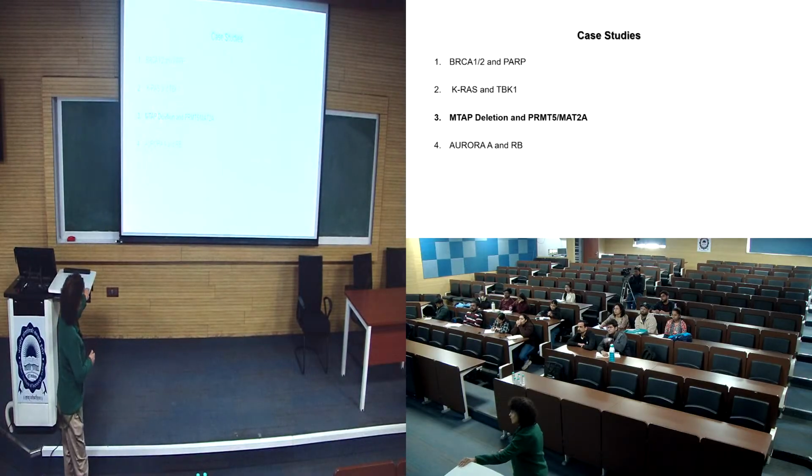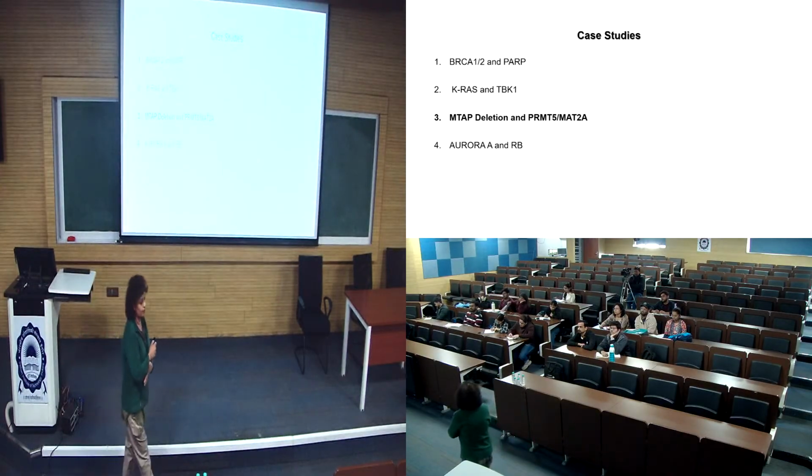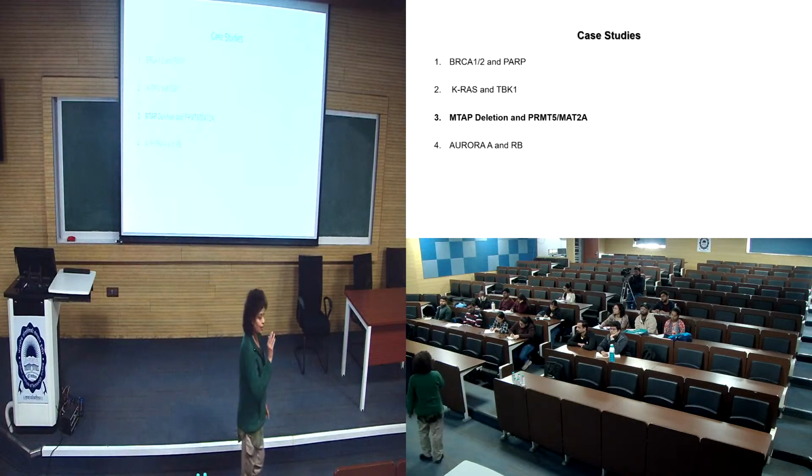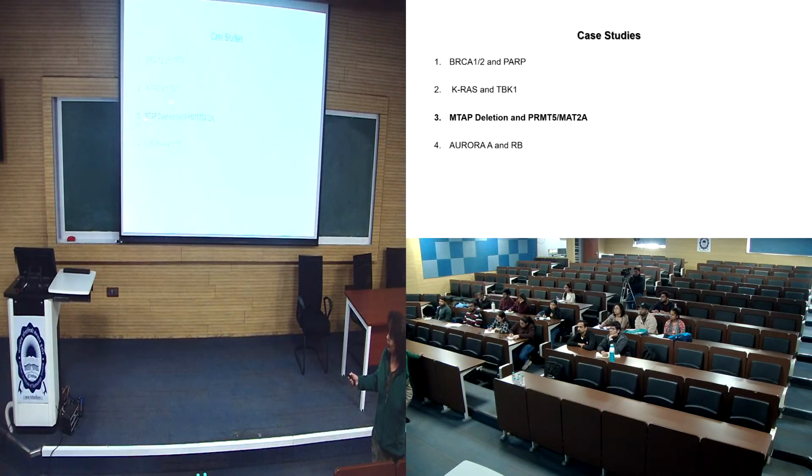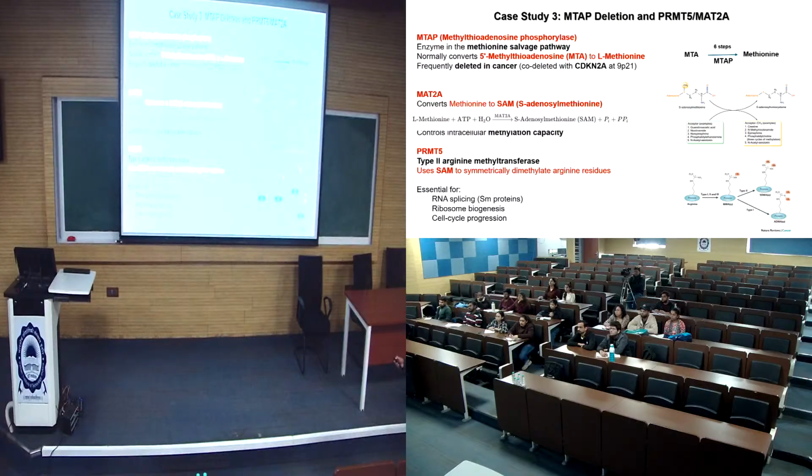Now let's look at MTAP deletion with PRMT5 and MAT2A. So there are three players here. Okay, so there are three proteins that we have to consider: MTAP, PRMT5, and MAT2A. So I will tell you the functions of each of them, and then we'll see how they crosstalk with each other. So MTAP is methylthioadenosine phosphorylase.